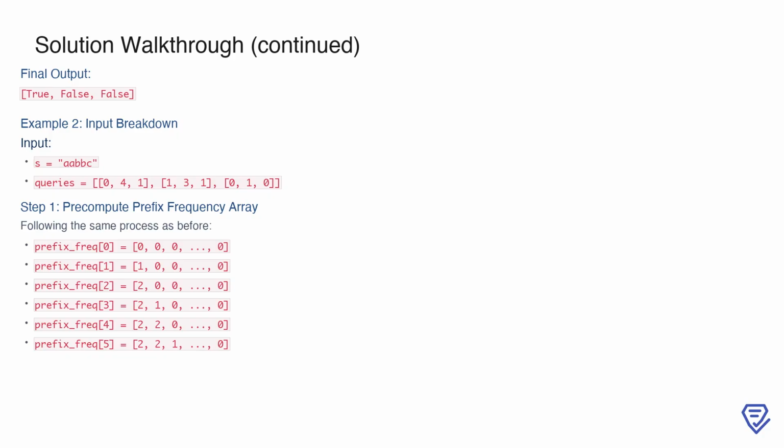Now, let's look at another example to reinforce the approach. Consider the string "app" and the queries [0, 4, 1], [1, 3, 1], [0, 1, 0]. As before, we first construct the prefix frequency array. Starting with all zeros, we update the counts as we process each character. After processing a, b, and c, the array becomes 2, 2, 1, 0, 0 by the end. This array will now help us efficiently evaluate the queries.